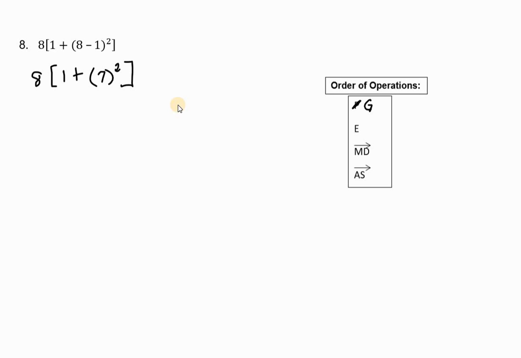And then from here, I'm still following my order of operations within these brackets. So I need to do the exponents first. So I'm going to have 7 squared, which is 49. So now I have 1 plus 49, which is 50. So I have 8 times 50, which is 400.